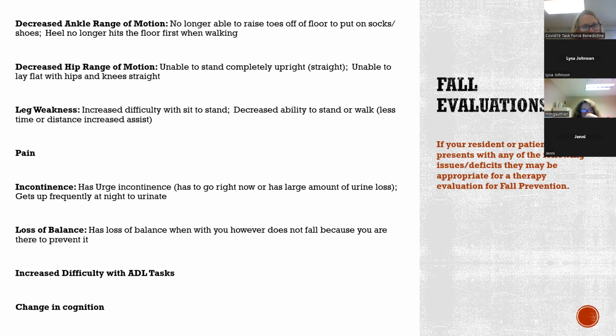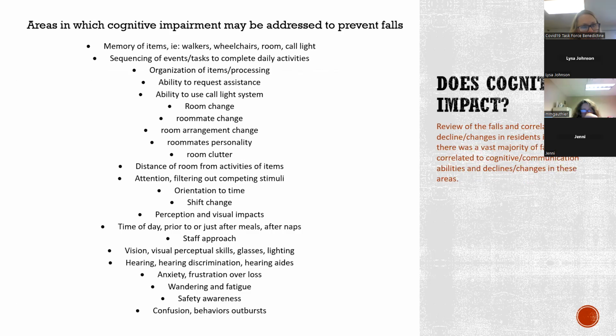And changes in cognition. That's always a big one. I do have another slide that will talk about cognition specifically. Obviously, in many of our communities, we have individuals who are living with mild cognitive impairments all the way to moderate to severe dementia with diagnosed cognitive changes. Cognition has a massive impact on falls. So when we're looking at fall management and fall prevention, some of the things that we might want to address is how cognition impacts all of these areas.